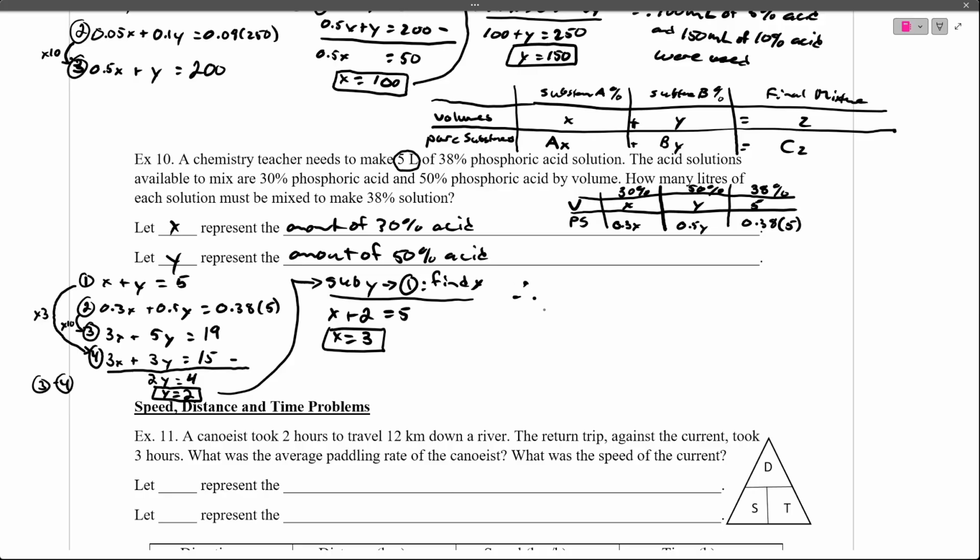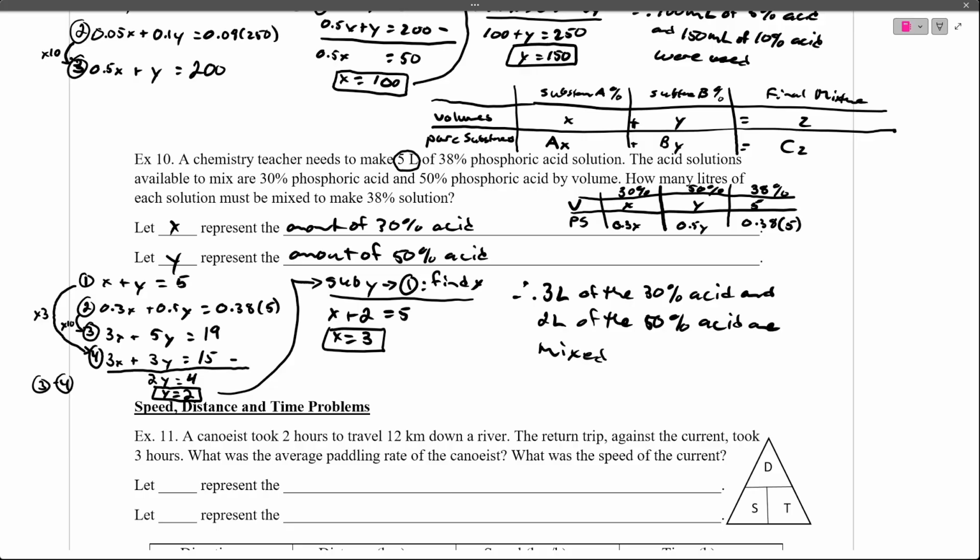So therefore, how many liters of each solution must be mixed? Therefore, 3 liters of the 30% acid and 2 liters of the 50% acid are mixed.